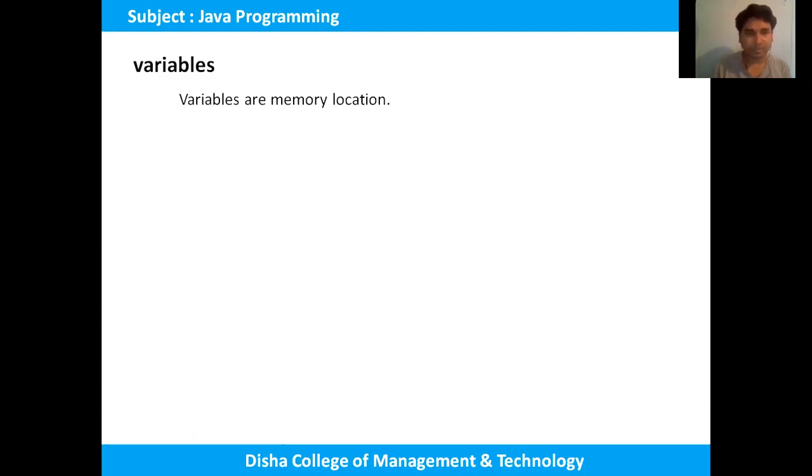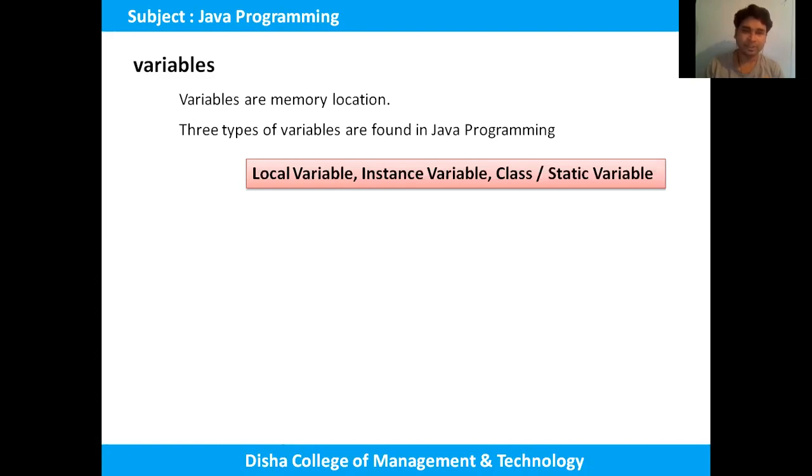So basically we have three types of variables in Java. One is the local variable, another is the instance variable, and another one is the class or static variable. So let's discuss the local variable. The variable which is declared in a method, constructor or block is called a local variable.